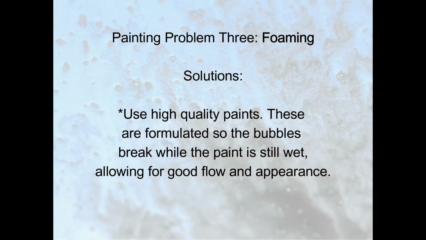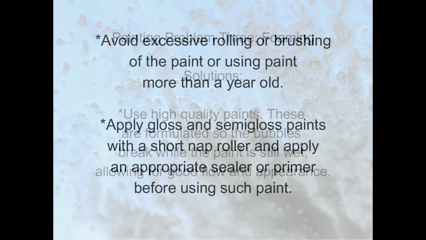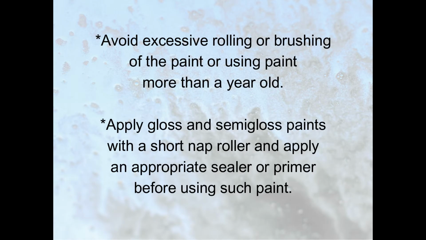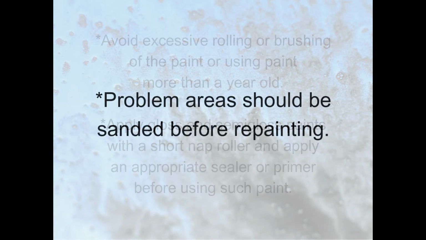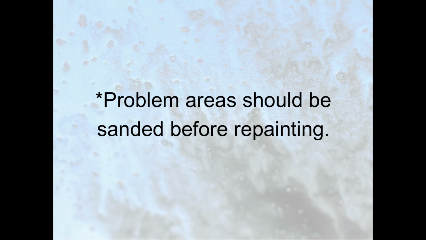Painting problem 3, foaming. Solutions: use high quality paints. These are formulated so the bubbles break while the paint is still wet, allowing for good flow and appearance. Avoid excessive rolling or brushing of the paint or using paint more than a year old. Apply gloss and semi-gloss paints with a short nap roller and apply an appropriate sealer or primer before using such paint. Problem areas should be sanded before repainting.